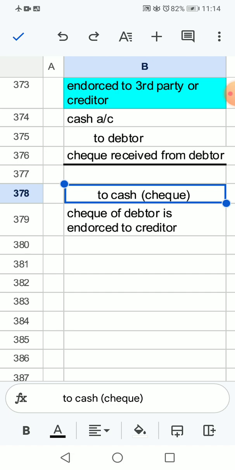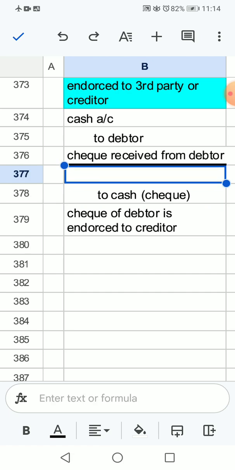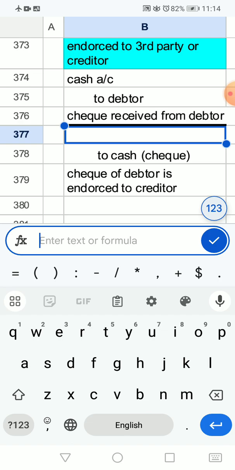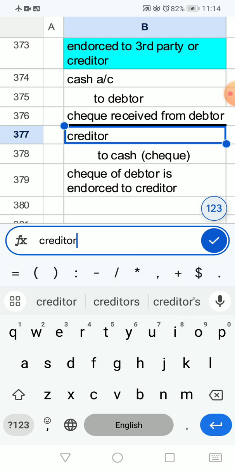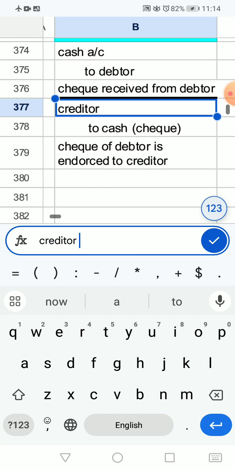And since you have paid to the creditor in shape of check, creditor was your liability. You have paid or transferred the possession of check to the creditor. Your liability has been decreased. Decrease in liability should be debited. That is why you will write name of creditor on debit side. See, you can stop over here.